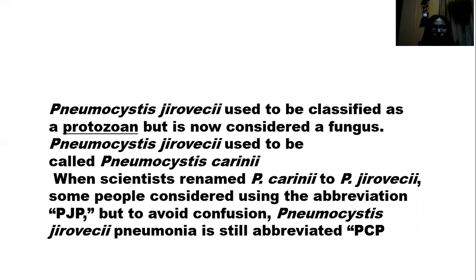Pneumocystosis used to be classified as a protozoan, but is now considered a fungus. It used to be called Pneumocystis carinii, when scientists renamed it Pneumocystis jirovecii. Some people consider using the abbreviation PJP, but to avoid confusion, it is abbreviated PCP.